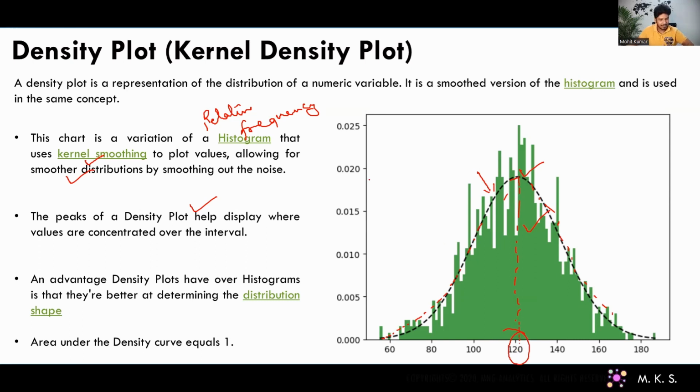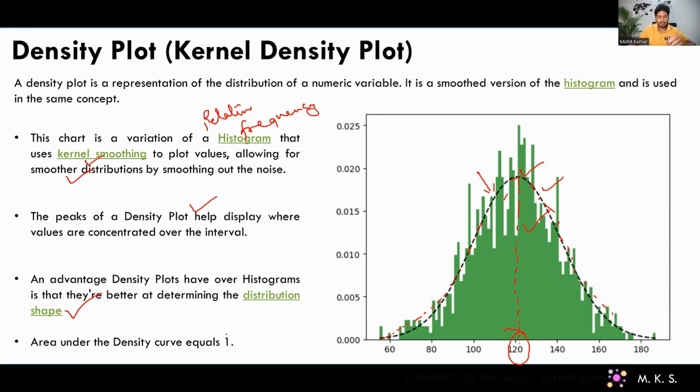Now, the third point, an advantage density plots have over histograms is that they are better at determining the distribution shape. That's why we are learning it, right? So in a histogram, you keep on increasing the number of bins, you will keep on having a better and better shape of your data or the distribution, and that's where your density plot comes, right? So that's why we use the density plot to understand the distribution of the data.